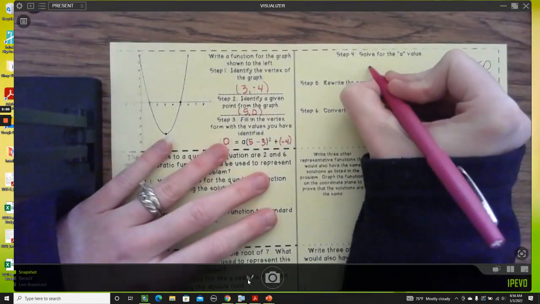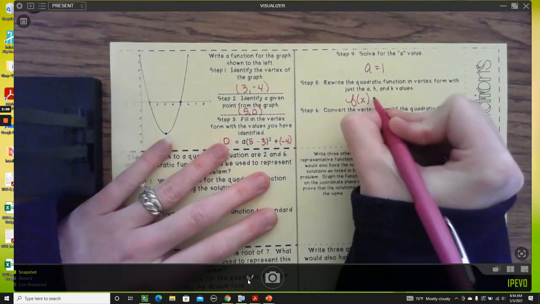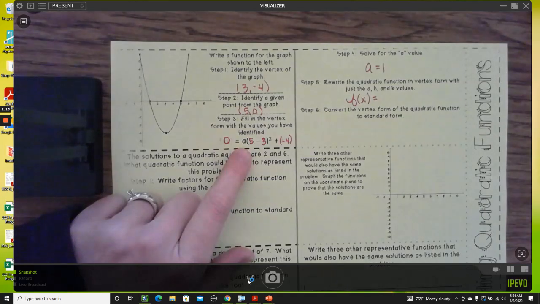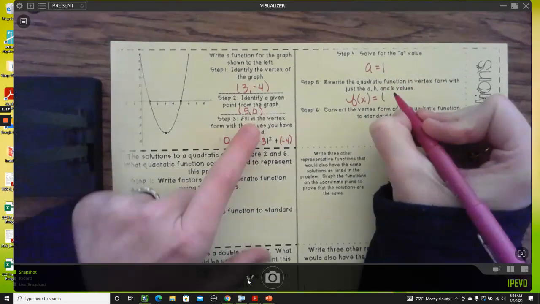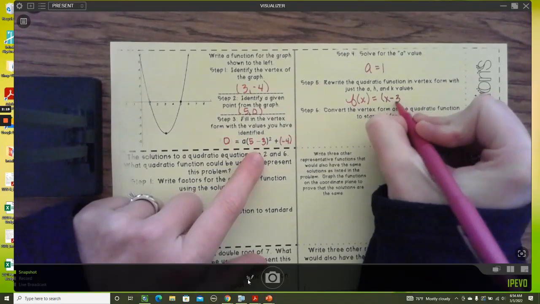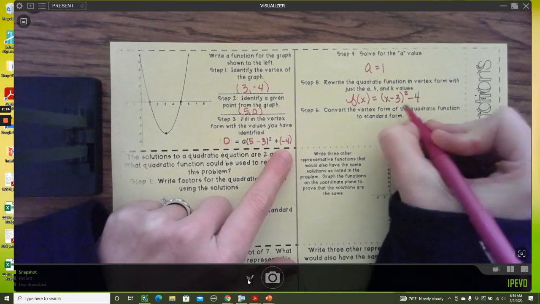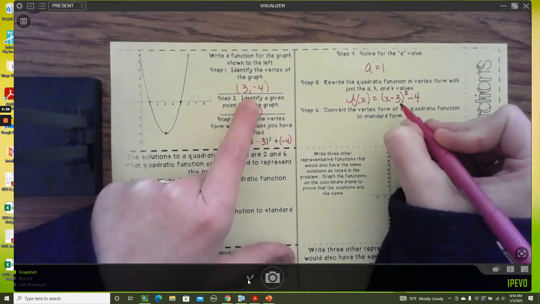So my a value equals 1. So my equation is going to be f of x equals, so the a value goes first. So since it's a 1, I don't have to write anything. We use the invisible math. And then we've got x minus 3 squared, and then minus 4. So the only two numbers that you plug in here are your h and k of your vertex.